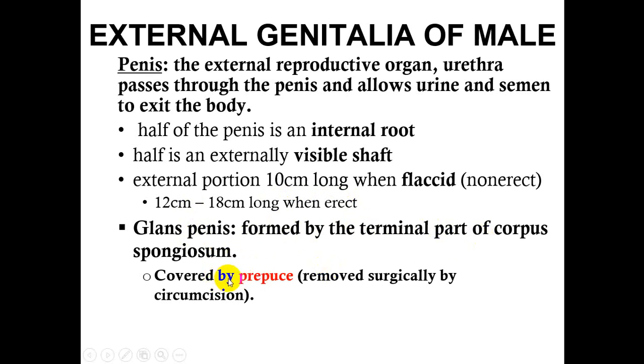And the glans penis is covered by the prepuce, which is removed surgically when a baby is born. That is what we call the foreskin, the prepuce. That is what they circumcise. When there is circumcision, you remove it. That's the prepuce.